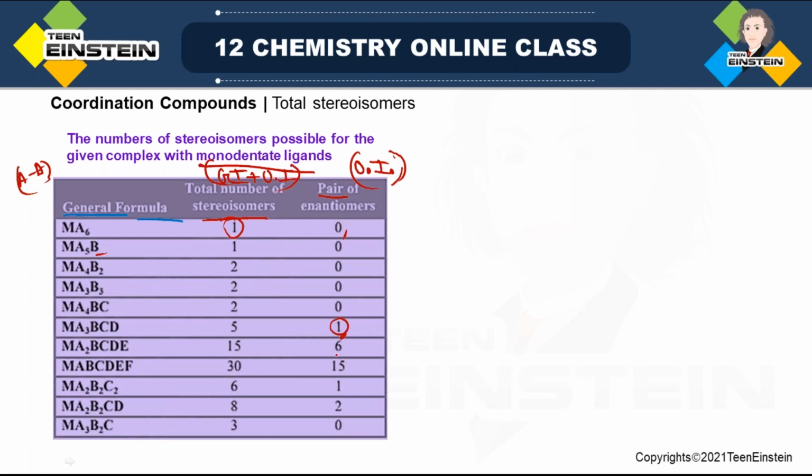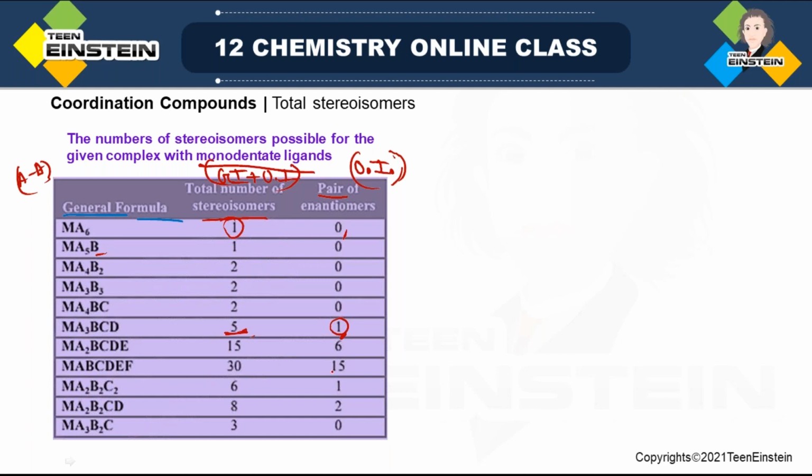Now when it is one, and here we have a total number of stereoisomers 5, that means for the number of geometrical isomers you have to subtract this number. So when we say one pair, it is actually two. So 5 minus 2, the rest of the numbers will be for the GI. Similarly, if we consider this one, that is A, A, B, C, D, E, F, all the six ligands are different.